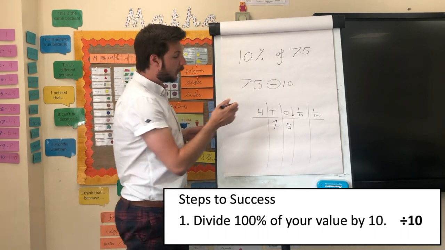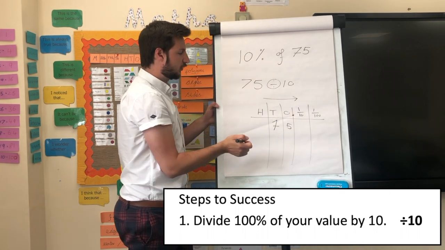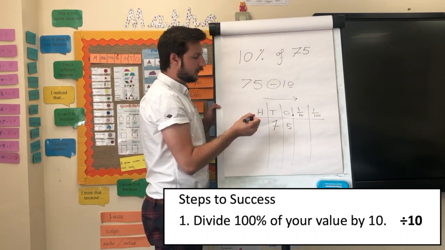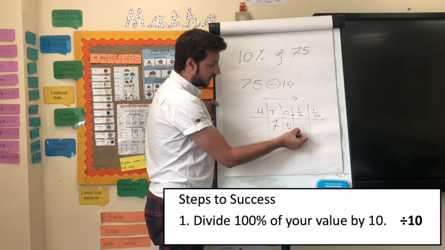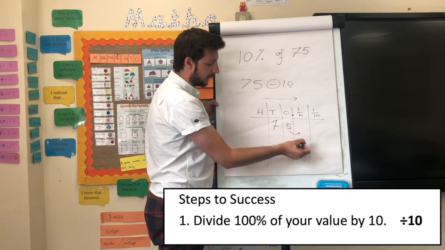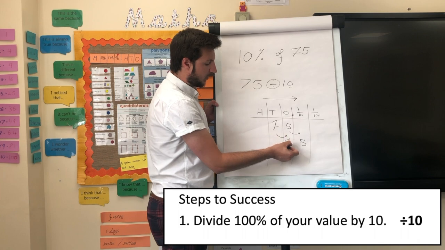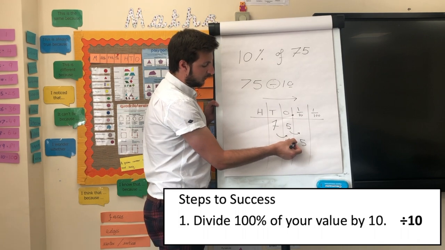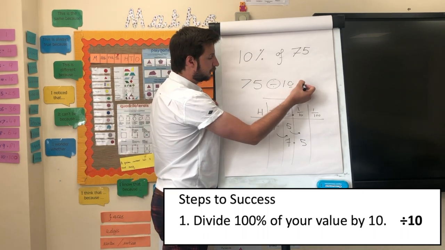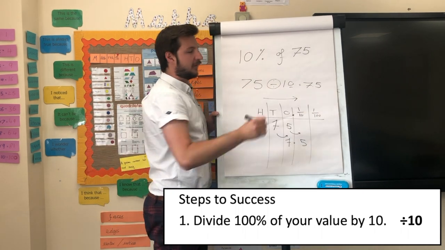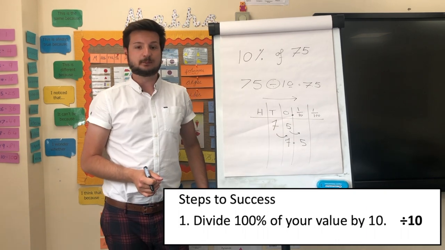That number is getting smaller, heading towards our 10ths and 100ths rather than towards our 10s and 100s. 1 zero. So we're going to move each of our digits 1 decimal place. So here's the 5. 5 1s becomes 5 10ths, and 7 10s becomes 7 1s. Keep that decimal lined up. This tells us 75 divided by 10 is 7.5, which therefore tells us 10% of 75 is 7.5.